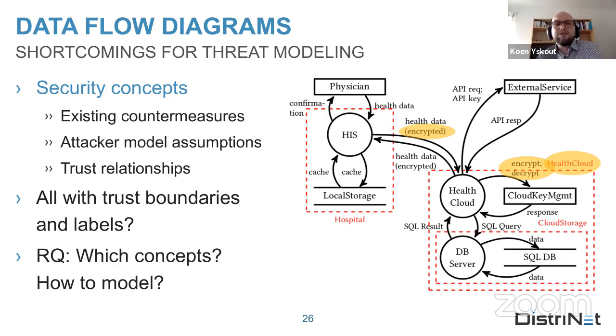What we see here as a research challenge is thinking about what are the concepts that you actually should model or include in your diagram, in your model, and how can you model them in a way that is not ambiguous anymore.